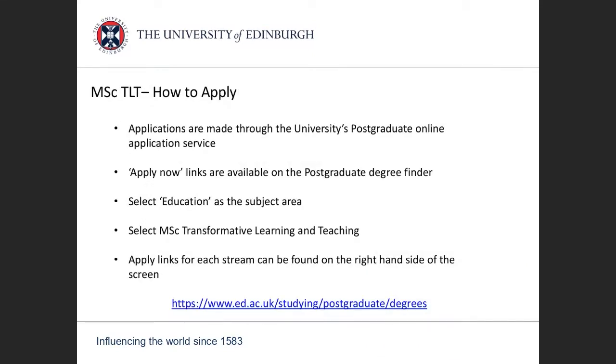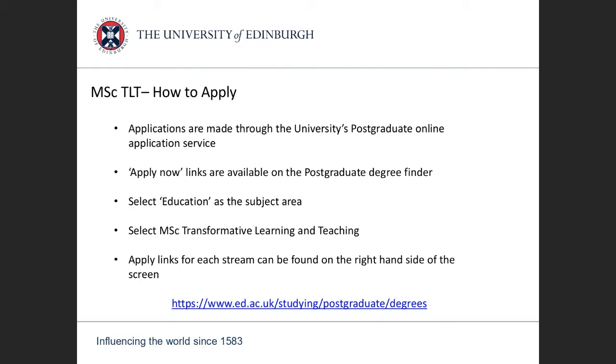So how do you apply for the programme? If you're applying for a PGDE programme, you will notice that they can apply through the UCAS system. Now, because this is a master's programme, the Transformative Learning and Teaching programme requires an application through the university's own applicant system. If you go to the link that is posted on this slide at the bottom, that will take you to our postgraduate degree finder.